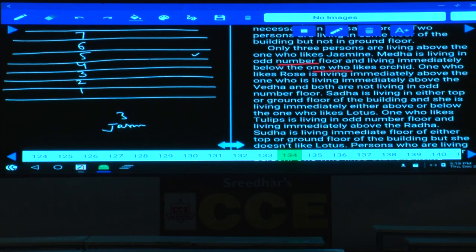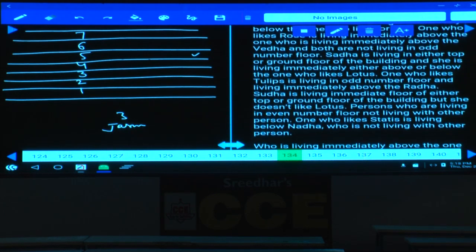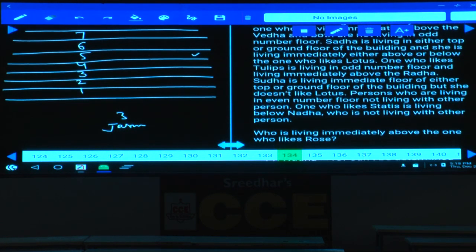And Sada is living either on the top or on the ground floor of the building, and she is living immediately either above or below the one who likes lotus. And the one who likes tulips is living in an odd number floor and living immediately above Radha. Sudha is living immediately adjacent to either the top or ground floor of the building, but she does not like lotus.